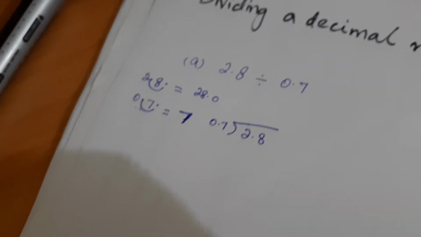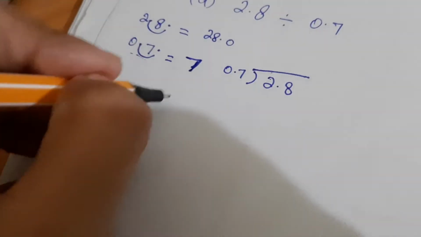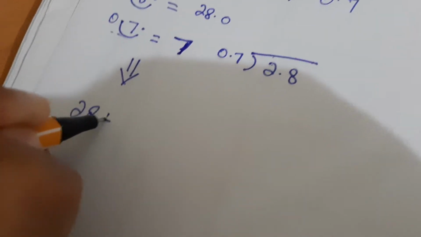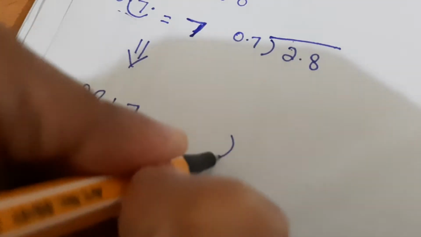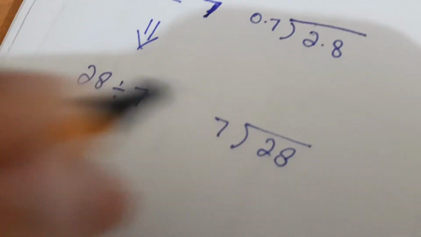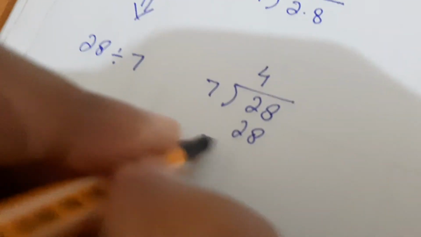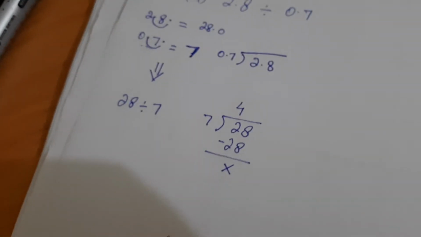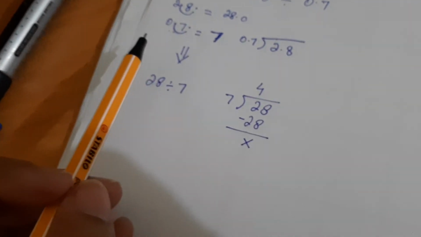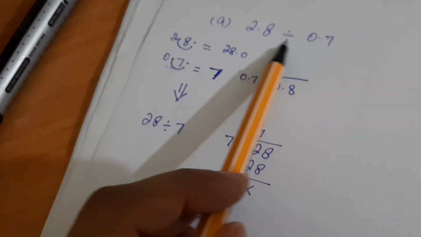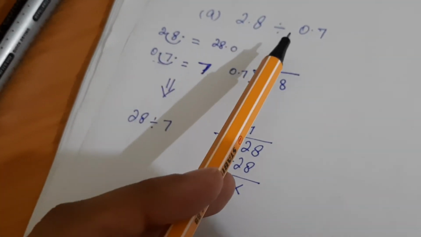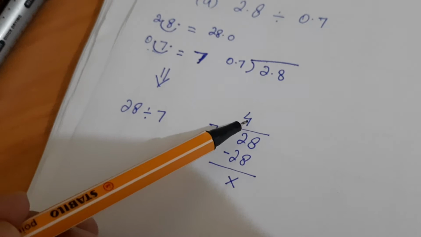Okay, so what we are basically doing is, now this has become 28 divided by 7. So we will do it like this. 7 times 4 is 28, and 28 minus 28 is 0. So basically what we did is that the answer for this is the same. If you divide 2.8 by 0.7, it will give you a 4.